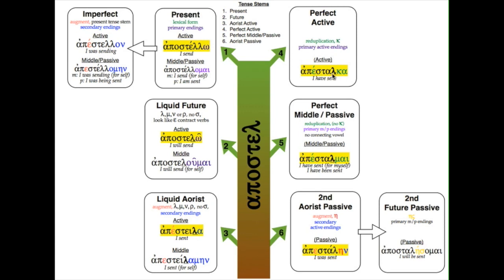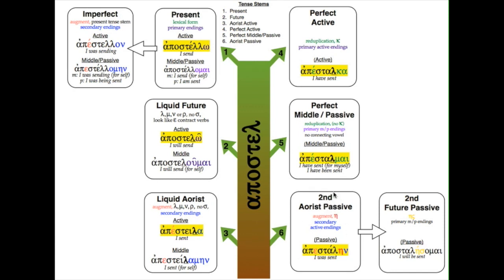Okay. Apestalka. And then the perfect middle passive, apestalmai. Again, the vocalic reduplication. And then we have no connecting vowel there, so just apestal, not omai, but just mai. It's tacked right on. That's the normal form of the perfect middle passive.